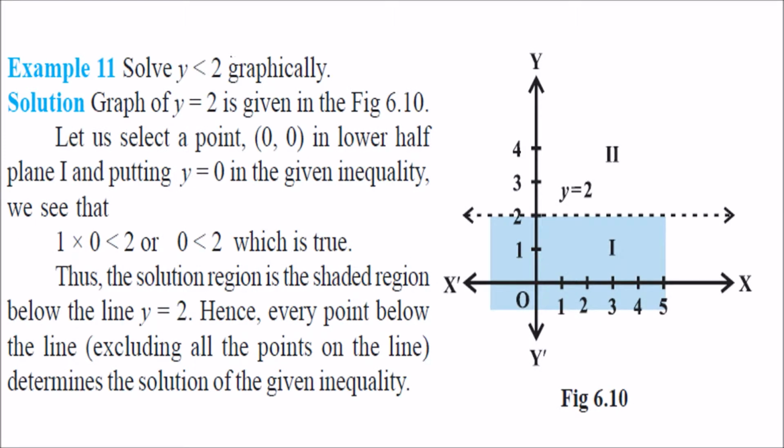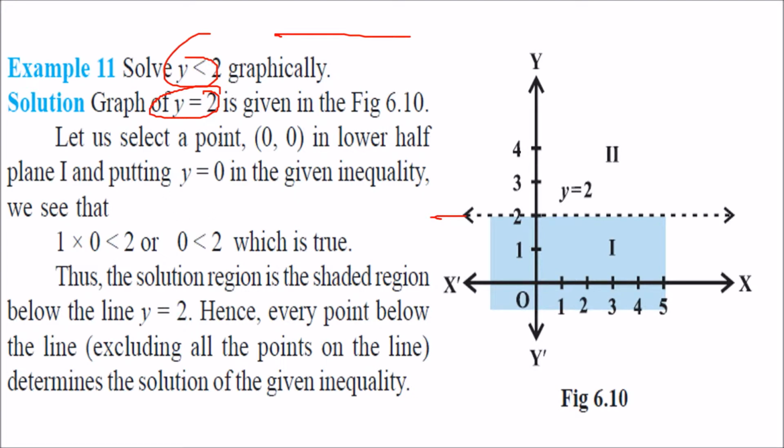Y less than 2, let us solve it. Y less than 2 means you are not going to include this y equal to 2 line, because we are actually going to make this y equal to 2 line, and this we are going to make dotted. We are not going to make it a hard line, because this is a strict inequality.